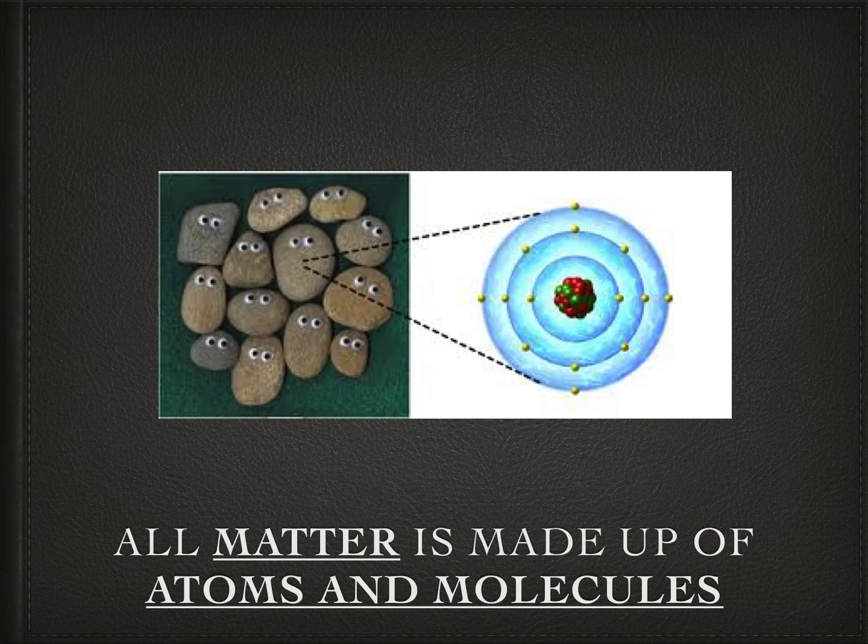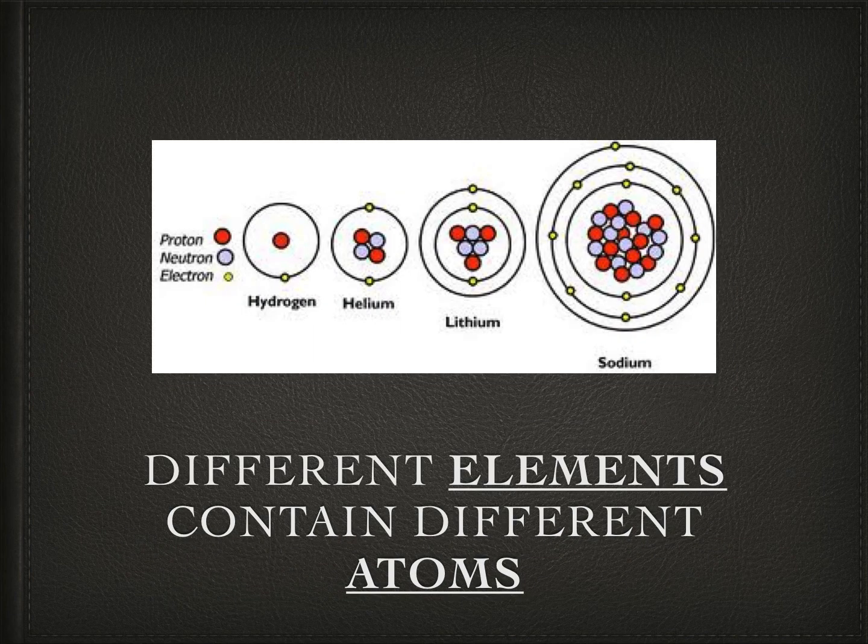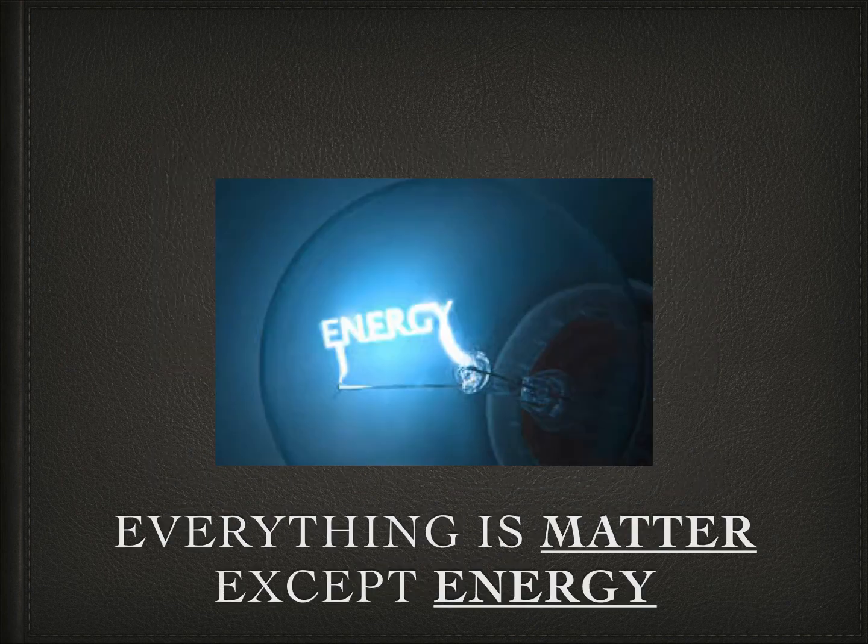3 key points to remember. All matter is made up of atoms and molecules. Different elements contain different atoms. That goes back to John Dalton's theory, and you can look at 4 different elements above. And the last saying is everything is matter except energy and emotions and feelings. But keeping with science, that would be it.